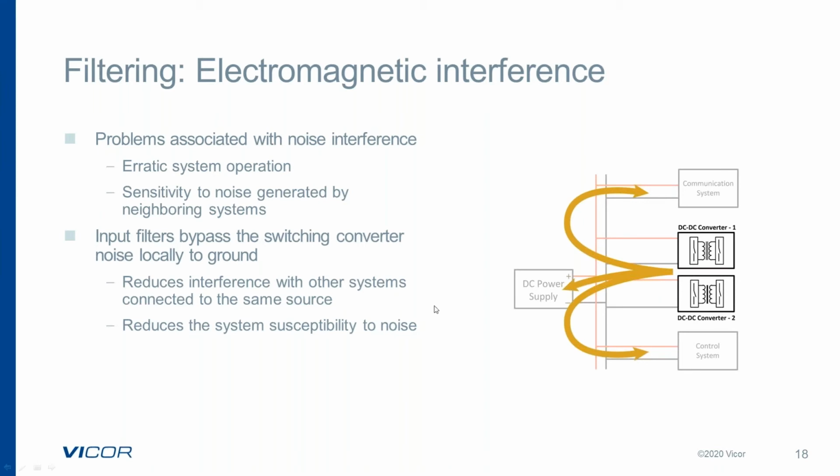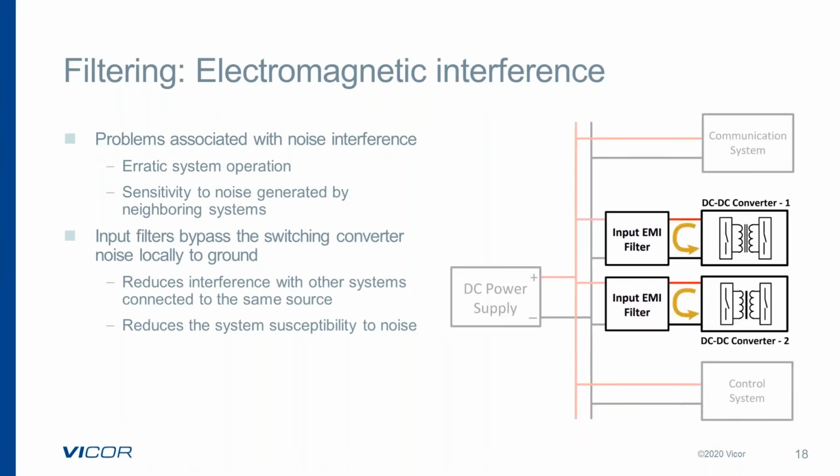And so a way to mitigate that noise is to add an EMI filter at the input of the DC to DC converter. Adding an EMI filter at the input of the DC to DC converter will keep the noise generated by the converter circulating close to the converter such that it does not get onto the DC bus and affect communication systems or control systems. And typically we can simplify the EMI design by placing one EMI filter at the input of each DC to DC converter. And this basically reduces the noise that's emitted into the system.